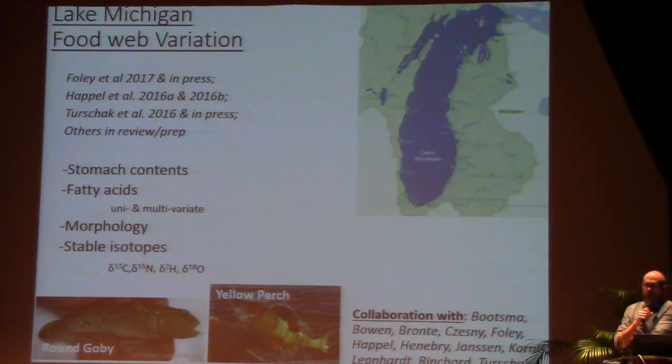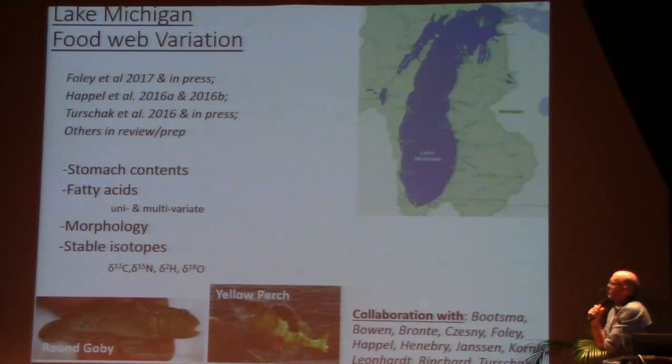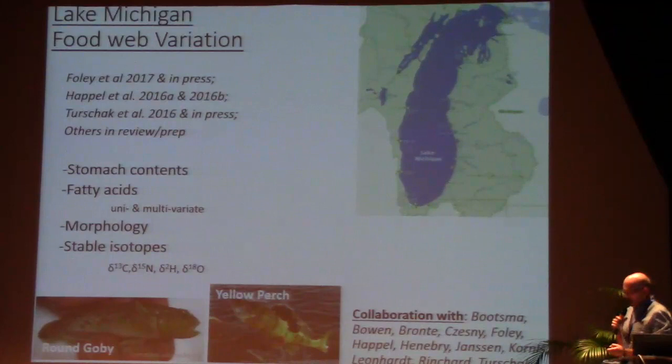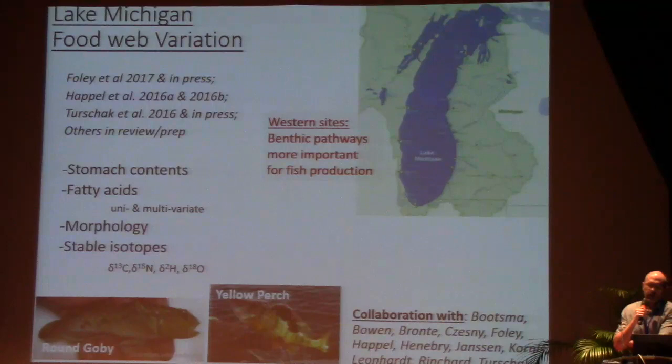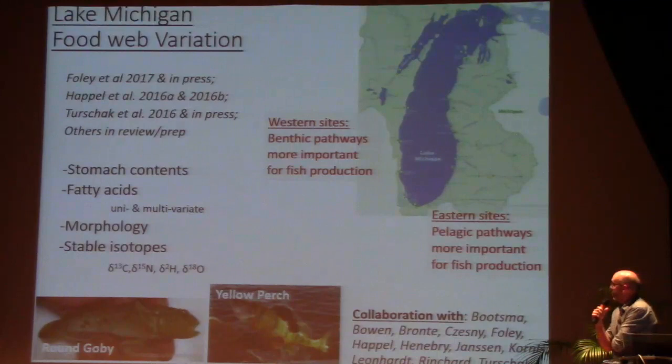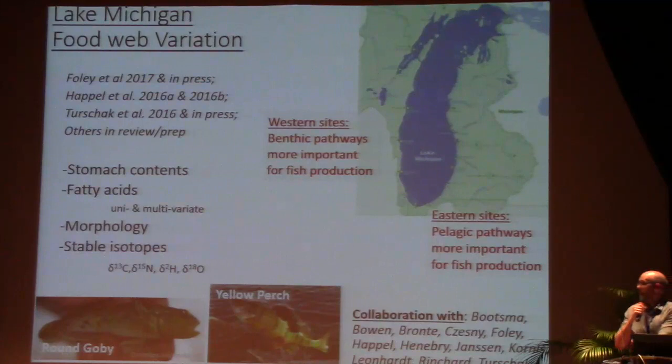All right, so finally, Lake Michigan. This is the system where we've explored regional variation in production pathways the most. We published a number of papers based on the nearshore food web in Lake Michigan and comparing different locations in Lake Michigan. Essentially, those studies have shown that in the western part of Lake Michigan, small-bodied fish are heavily reliant on benthic pathways for production, whereas in the eastern part of Lake Michigan, fish are far more reliant on pelagic pathways. This is evident based on looking at stomach contents, fatty acids, and stable isotopes.